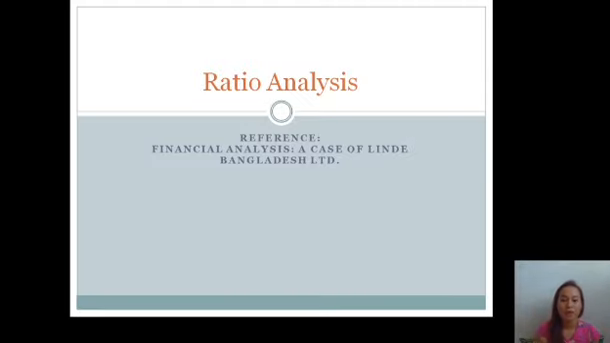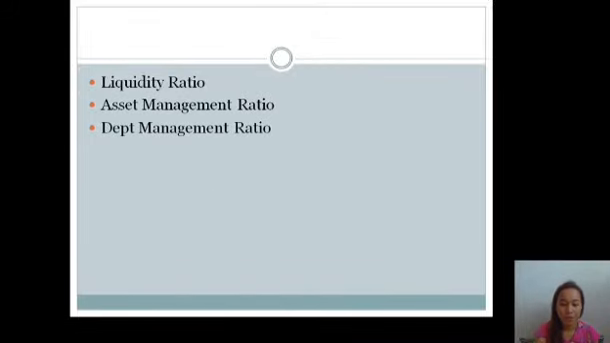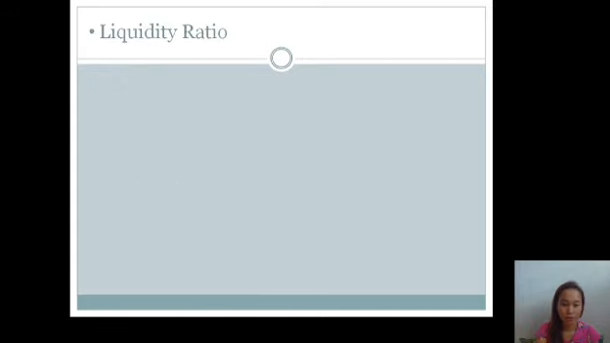Okay, good day everyone. So I'm going to discuss ratio analysis based on the case of Linde Bangladesh Limited company. This company compared its ratios with Baximco Pharma, a similar type of industry. In ratio analysis, we have liquidity ratio, asset management ratio, debt management ratio, profitability ratio, and market ratio.